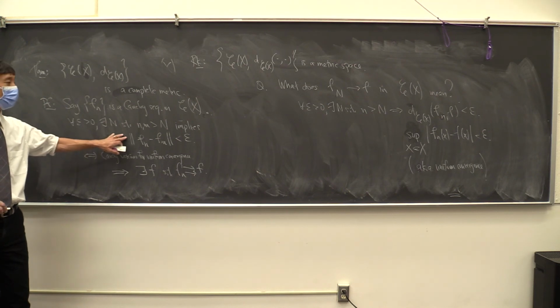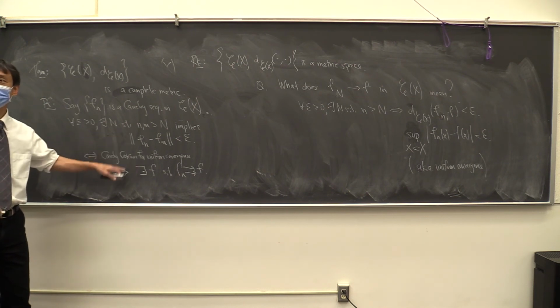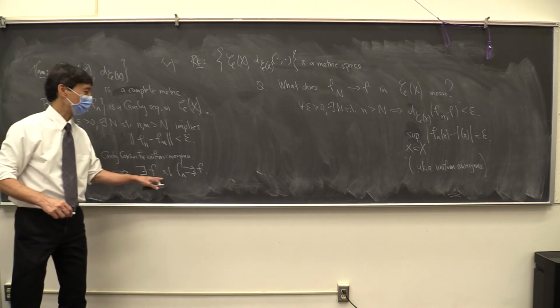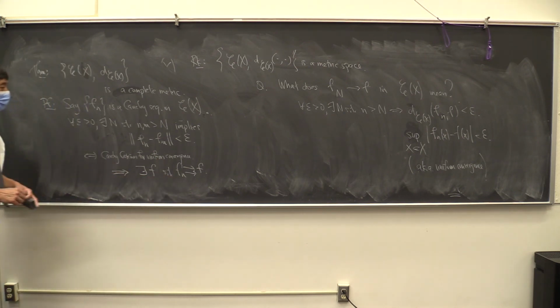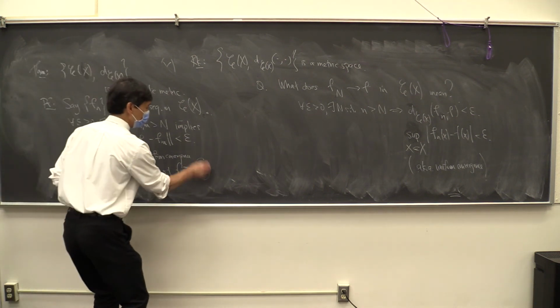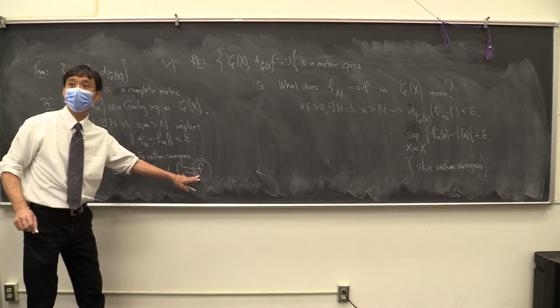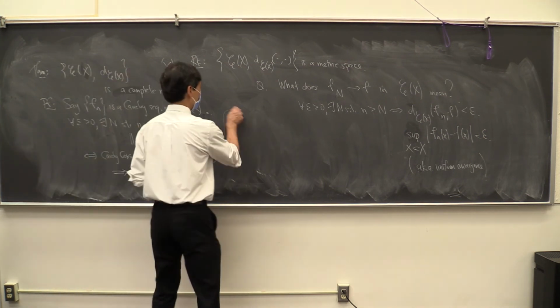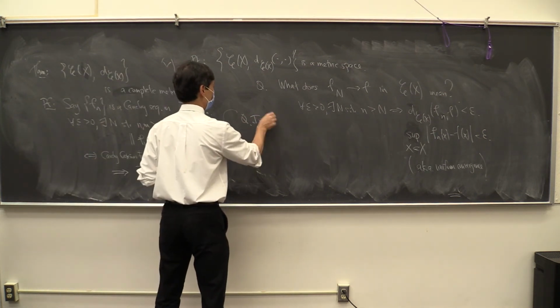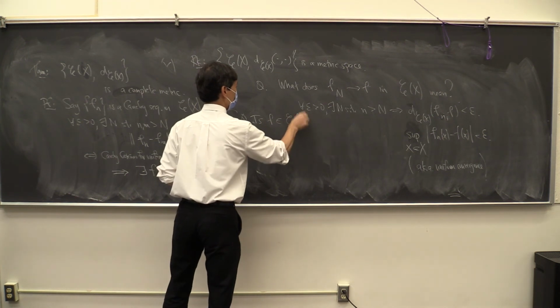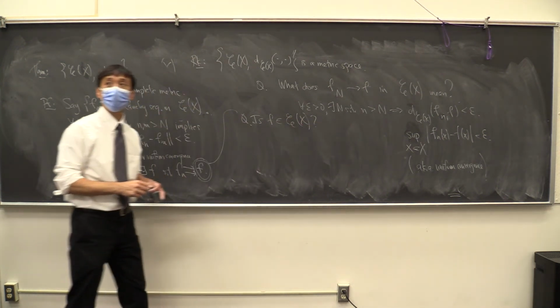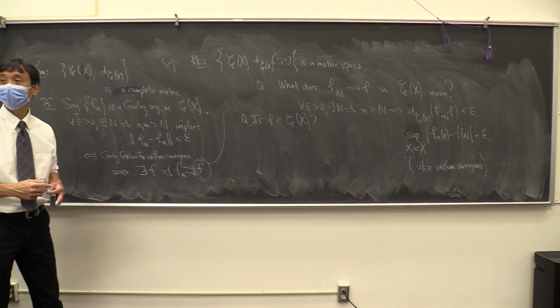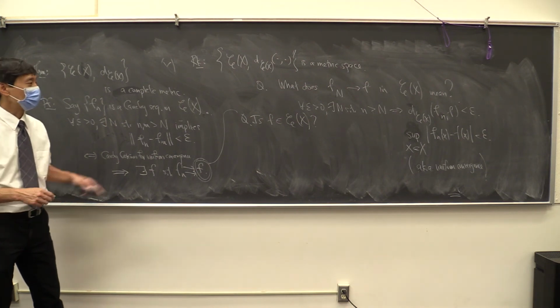We know these things converge uniformly. They converge to something. So they converge to some f. So the only question is, is this f in our space? Is f actually in the continuous bounded functions? Well, is it continuous?